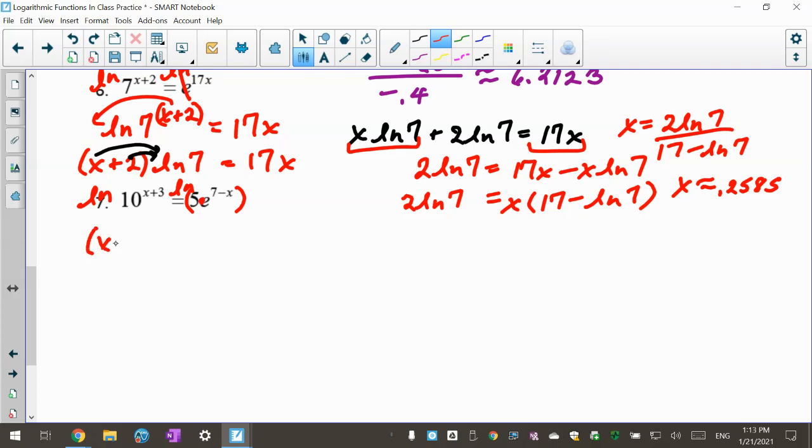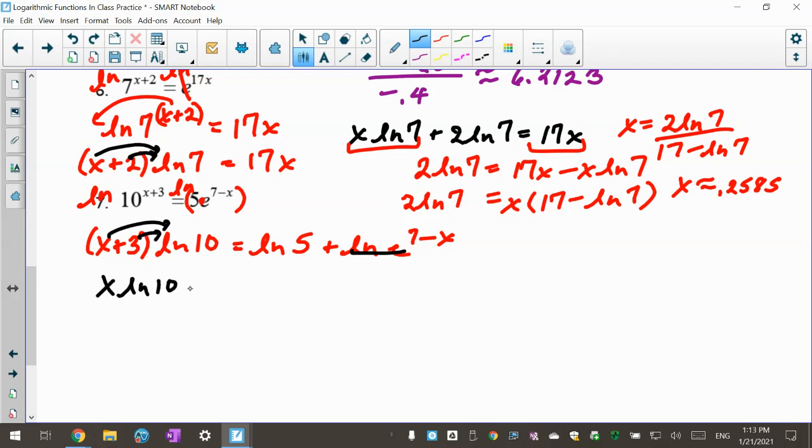So I'm going to bring down the x plus 3 because I can on the left using the log rules. The right will be natural log of 5 plus the natural log of e to the 7 minus x. Cool thing going on, thanks for playing here. I can distribute this, so I got x natural log of 10 plus 3 natural log of 10 equals natural log of 5 plus 7 minus x. Yeah, it does look long. And then I'm going to get all my terms with the x's on one side, and 7's a number, 5 is a number, 3 natural log of 10 is a number. So I'm going to put that on one side.